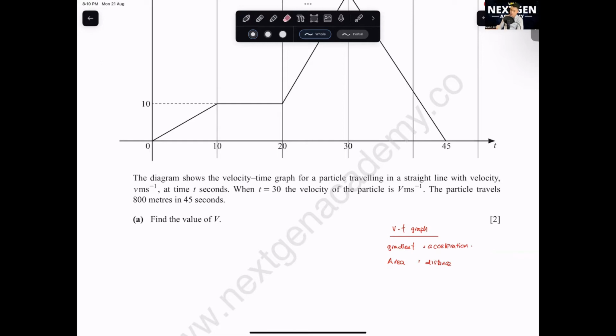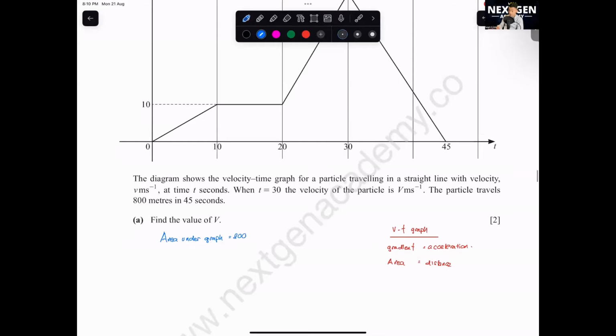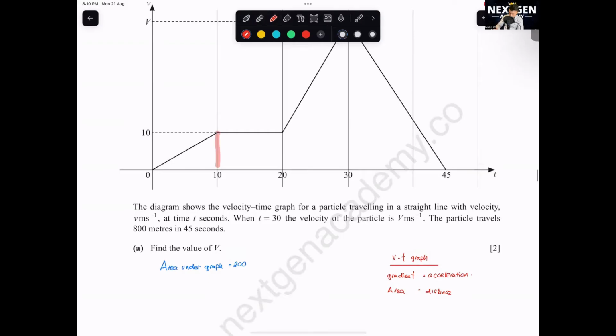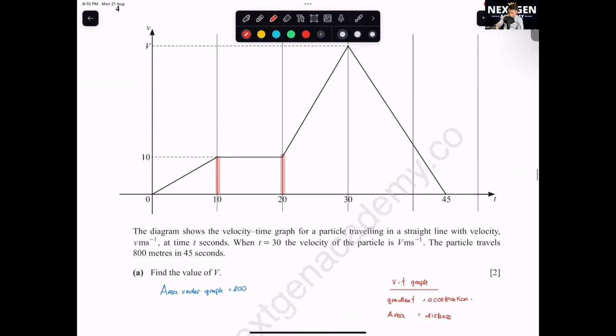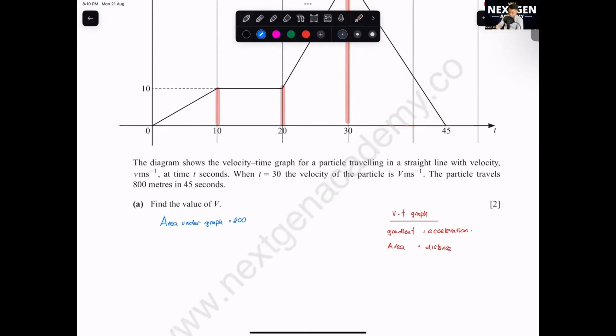So they say that the particle travels 800 meters in 45 seconds. That means the area under the graph will be equal to 800. So how to find the area under the graph? What I'll do, I will split this up into 4 parts like that. Part 1, part 2, part 3, part 4. So triangle, rectangle, trapezium, and then triangle again. The first triangle, half times base times height.